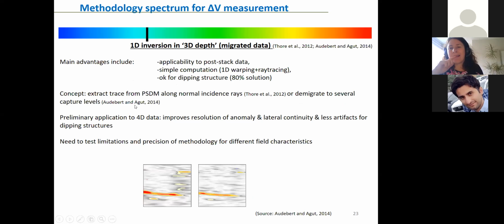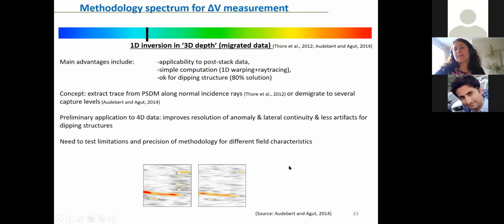Now, one of the main advantages of this method is that you really apply it to post-stack data, so you don't need to reprocess your data and everything. It's very simple computationally because it involves just this 1D warping, so this 1D inversion plus ray tracing, and they showed it to be great for even very large dips. In their case, I believe in this example, a field example, the dip was 30 degrees, which is enormous, okay?